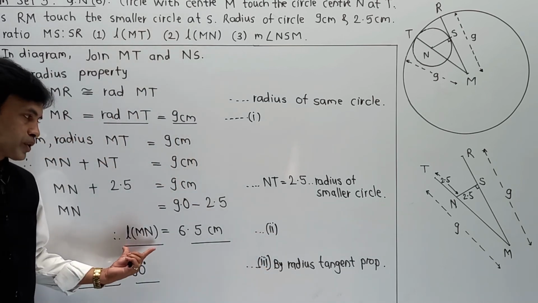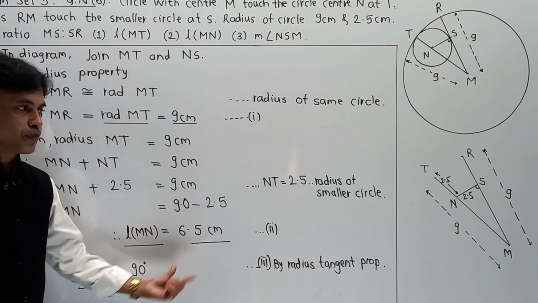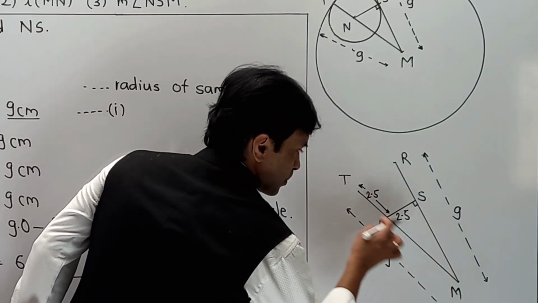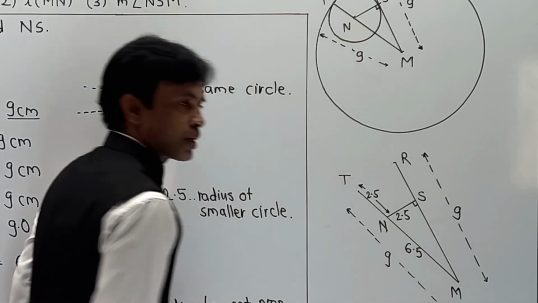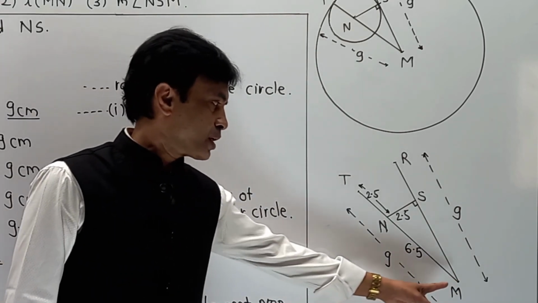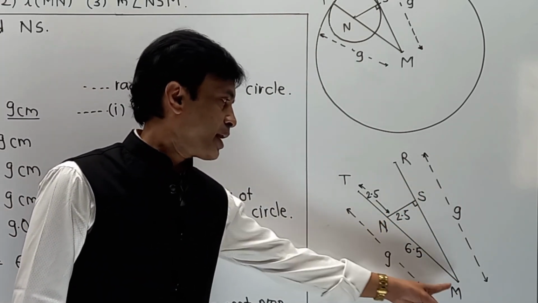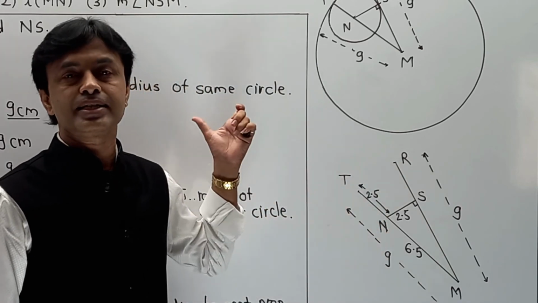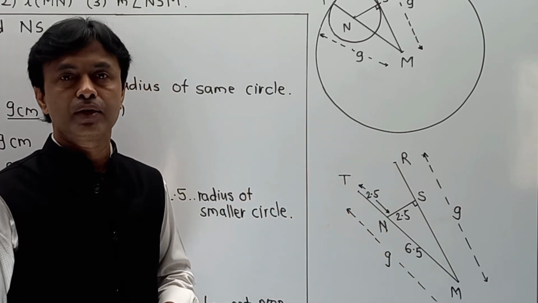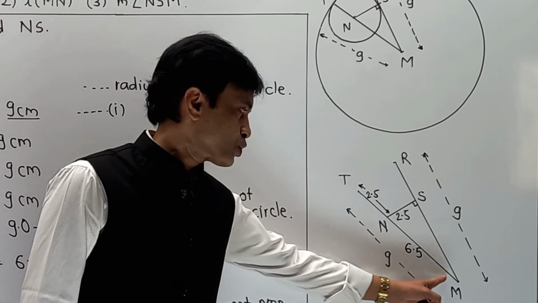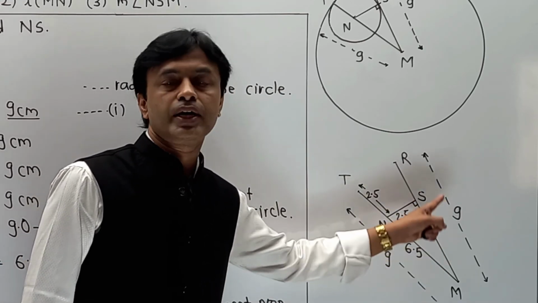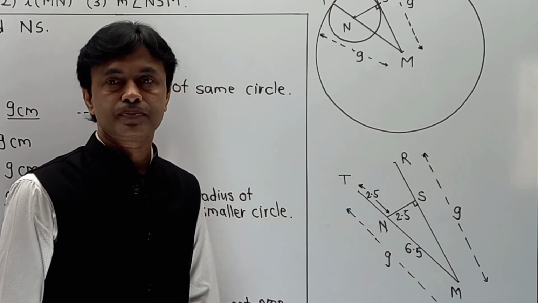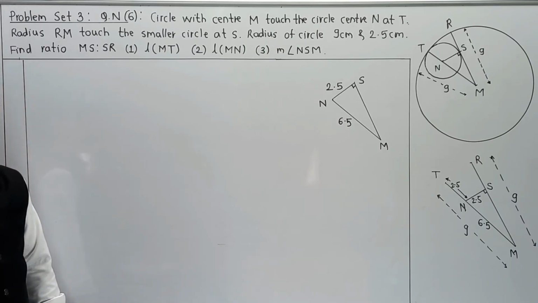Here, from equation 2, I can write the length of MN is 6.5 centimeter. Length of MN, that is 6.5. Now for the last calculation, I am going to take MSN, taking it outside so that I can use Pythagoras theorem in the application. Opposite to 90, hypotenuse is with me, one side is with me, and I want to find the second side over here. Now student, please pay attention.